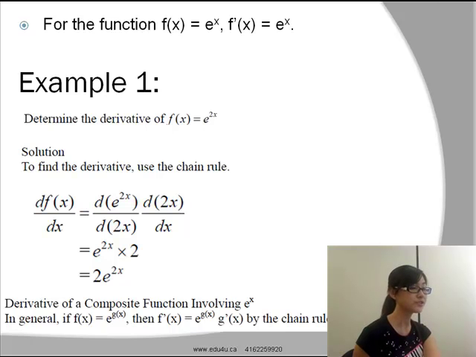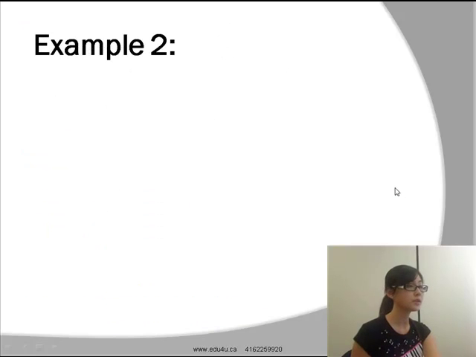In general, we have a rule. If we have f of x equals e to the power of g of x, in the previous example g of x will be 2x, then the derivative of f of x will be equal to e to the power of g of x times the derivative of g of x by the chain rule.